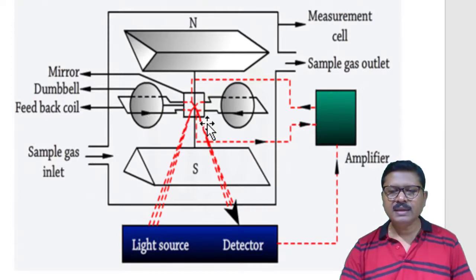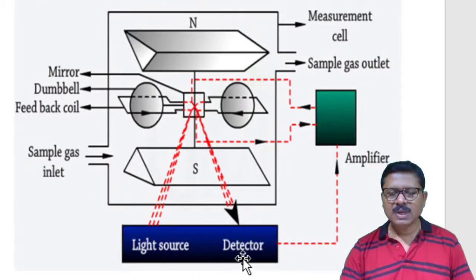As the mirror is mechanically attached to this dumbbell, when the dumbbell is twisted, the dumbbell will be rotated with respect to this axis, and the mirror will also rotate. When the mirror rotates, the path of the reflected light will be changed. So all the reflected light will not fall on the detector, and the output of the detector will be changed.